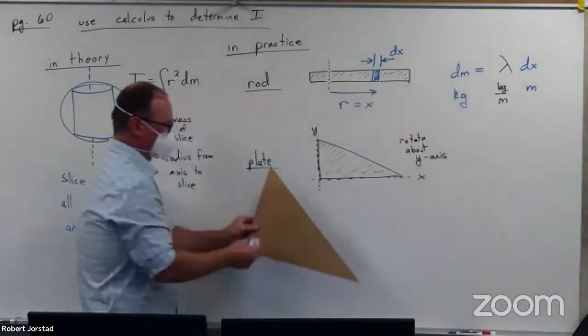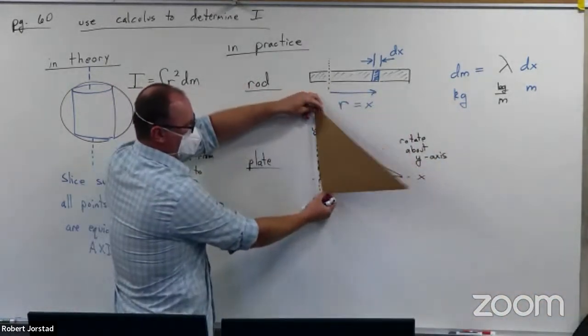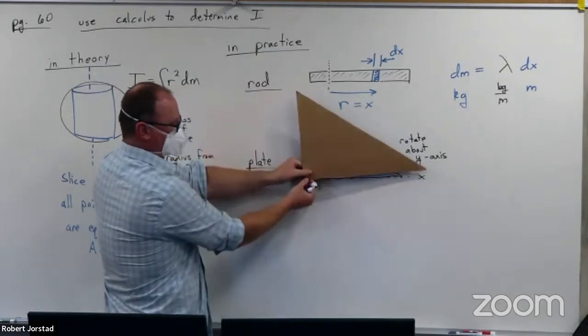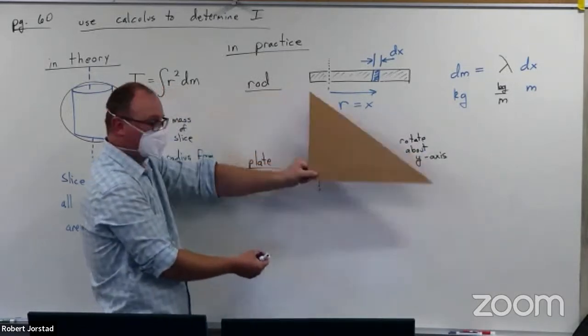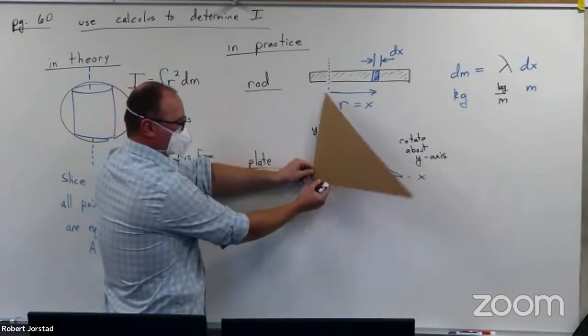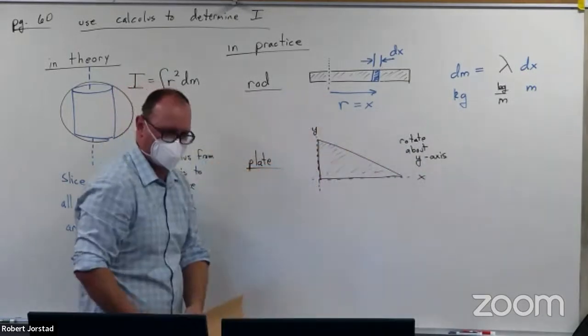What do I mean by that? I want to rotate it about the y-axis. That's different than rotating about the x. Do you agree the distribution is different? Right? So let's just talk about the y-axis for no good reason.